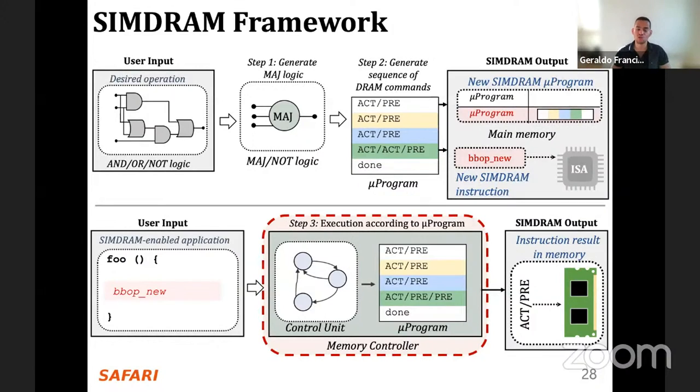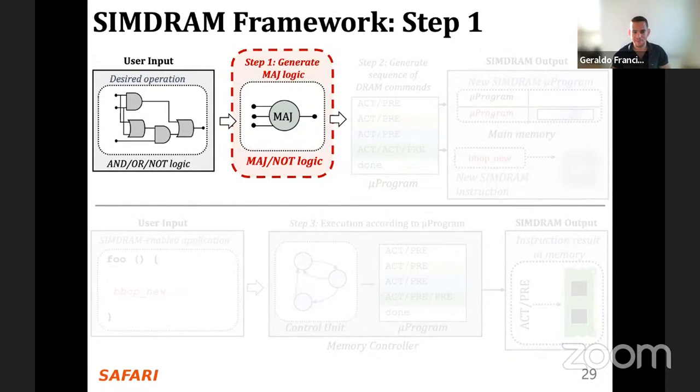Then, during the execution of the program, the user modifies the application to include this new SIMD-RAM operation, called bbop new. And during the execution of the operation, we include a control unit inside the memory controller that is responsible for loading the microprogram that corresponds to this new SIMD-RAM instruction from main memory or from a buffer that we store in the control unit, and then coordinating the execution of the required sequence of activate and precharge commands to implement the required operations, transparently from the user. In the end, we are going to have the output of the required bbop operation, or SIMD-RAM instruction, inside DRAM. Next I'm going to describe each one of those steps in some level of detail, starting with step one.